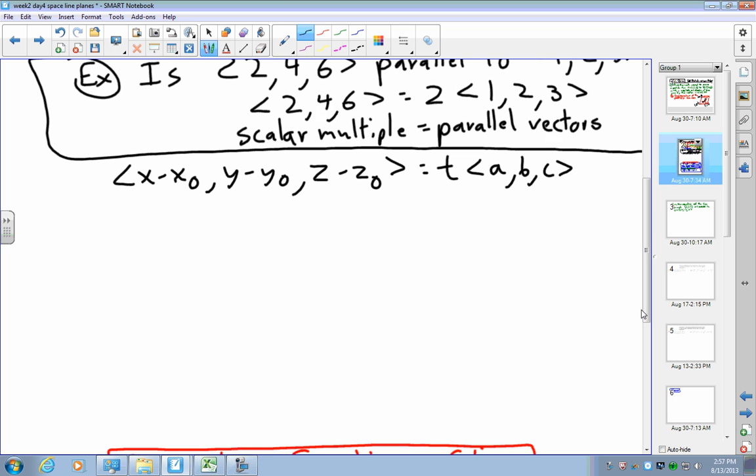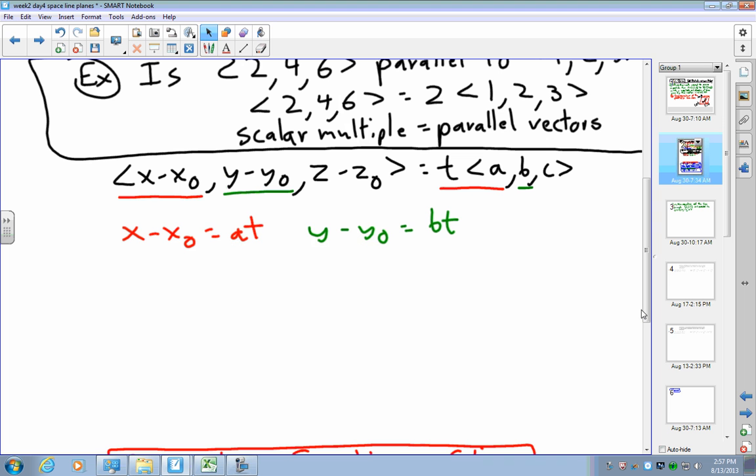So, in looking at this and just focusing on each section, you could say x minus x naught equals at. Then you could say y minus y naught equals bt. And the last component is z minus z naught equals ct.